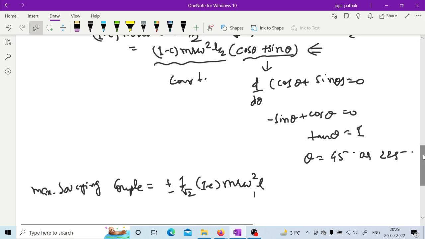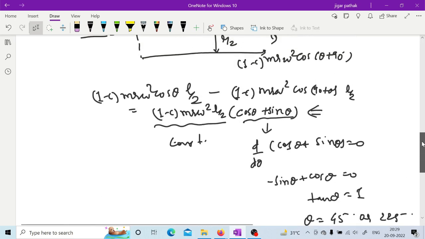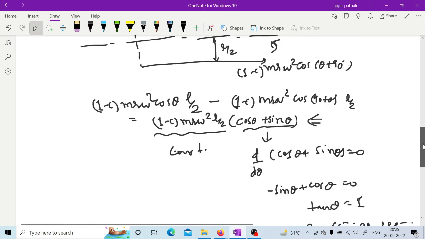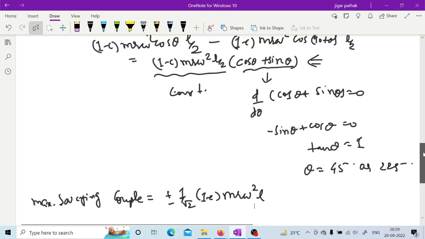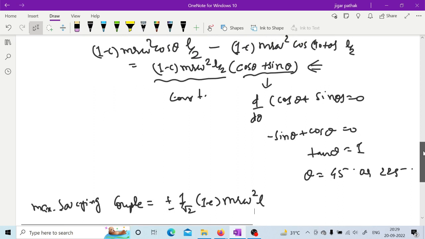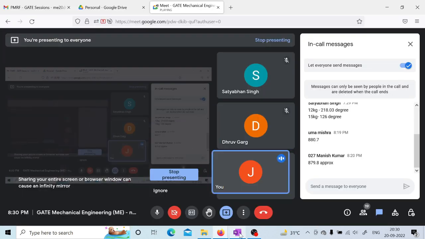Hello. Sir, it will be 1 by root 2, plus or minus 1 by root 2, sir. Will we get this in the PPT, sir? Yes, I will upload these notes after this session, in that Drive link which I have shared in the chat box.